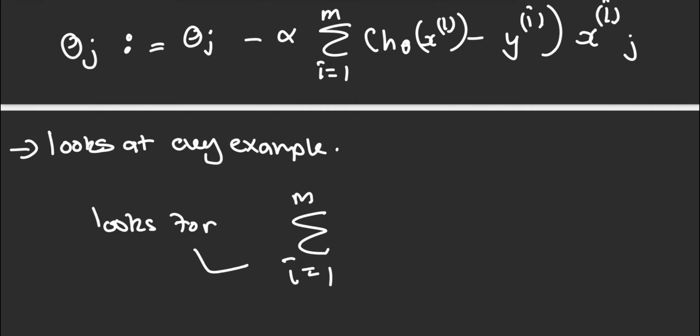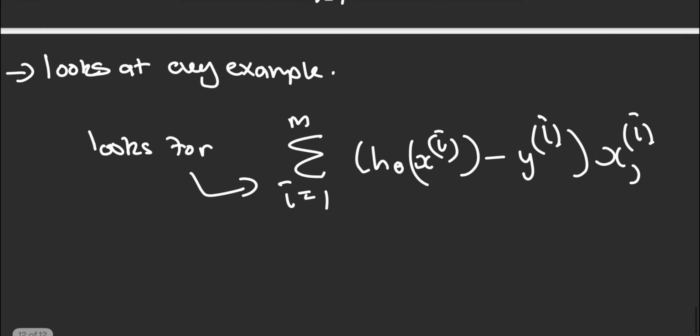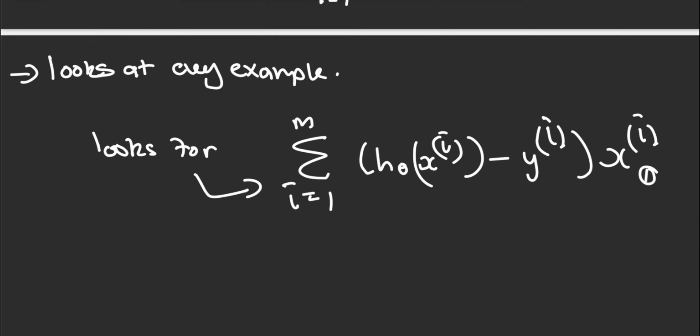So it looks for summation when m is equal to 1 of h theta, then it does x to the power of i. It finds all of that, and then minus y to the power of i, times x j to the power of i. Right, so when j is equal to 1, for example, or any number, it looks through the whole training data set.